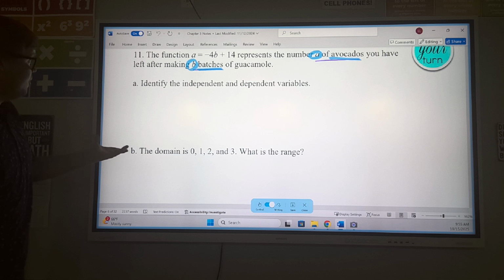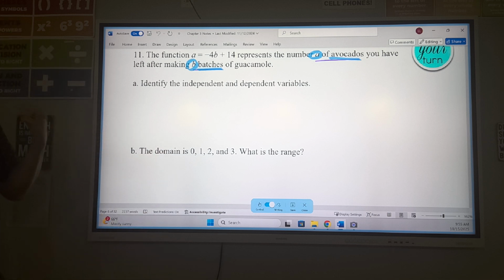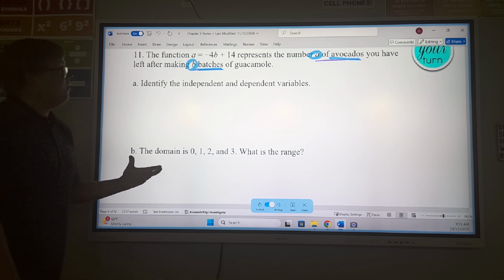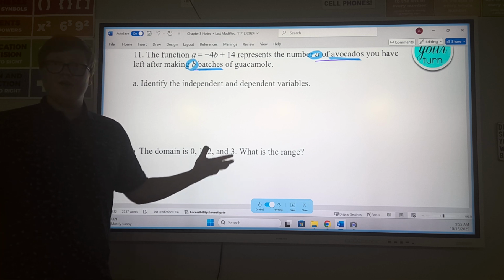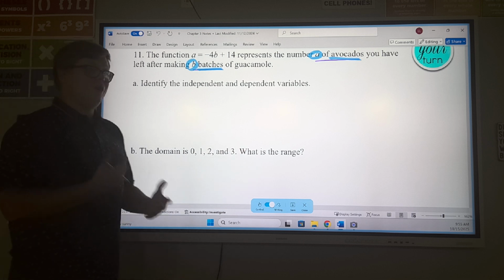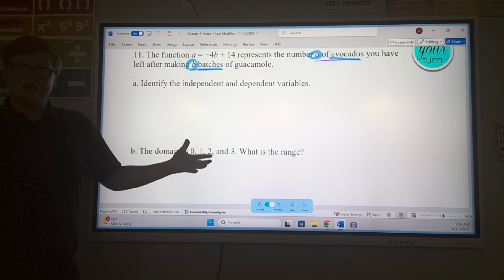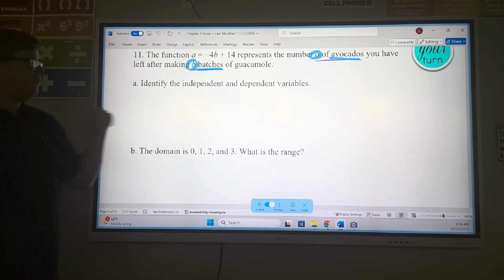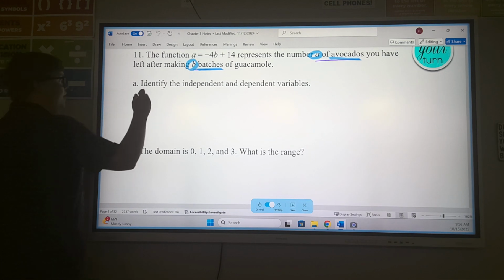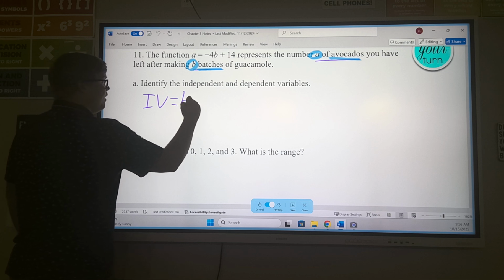So in this situation, first we have to identify the independent and dependent variables. The independent variable is what we can change. Now, in your mind, you might think, well, we can change the number of avocados we have by going to the store, but we're going to pretend like we're already at home, because the number of batches you make kind of tells you how many avocados you're going to have left, right? And we can control how many batches we make when we're at home. So, the independent variable is going to be batches of guac.